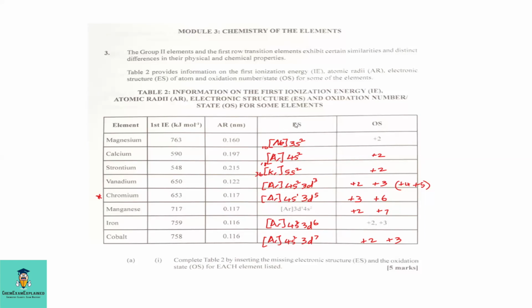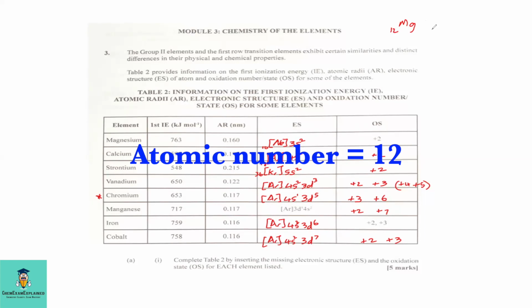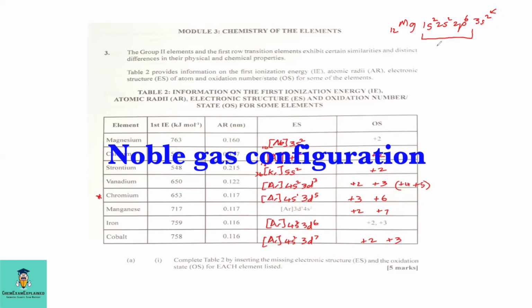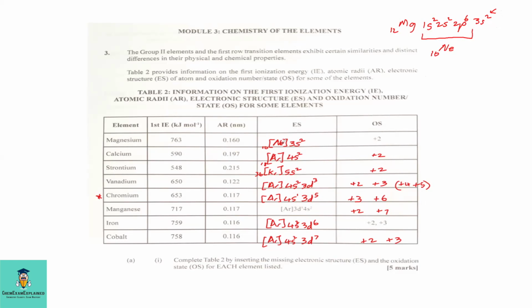So let's start by filling in the blank spaces for the electronic structure and look at the oxidation state for each element. Magnesium, let's start with magnesium. 12. So we need 1s2, 2s2, 2p6, 3s2. These electrons here would have the highest energy, therefore they will be lost before the other electrons, giving it a +2 charge. To write the simplified version, we're going to call this neon because it has an atomic number of 10. So for magnesium, the simplified version is neon 3s2, or you could write out the entire configuration.